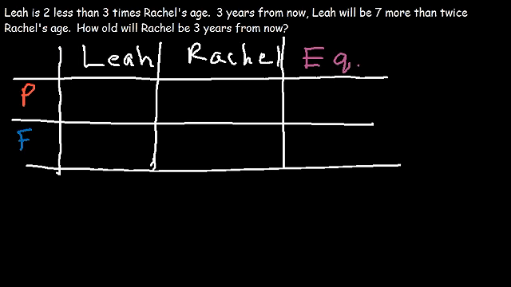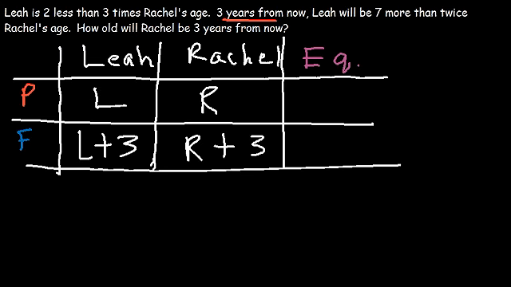So Leah's present age, we're going to call it L. Rachel's present age is R. And in the future, that is 3 years from now, Leah, her age will be L plus 3. Rachel's age 3 years from now will be R plus 3.